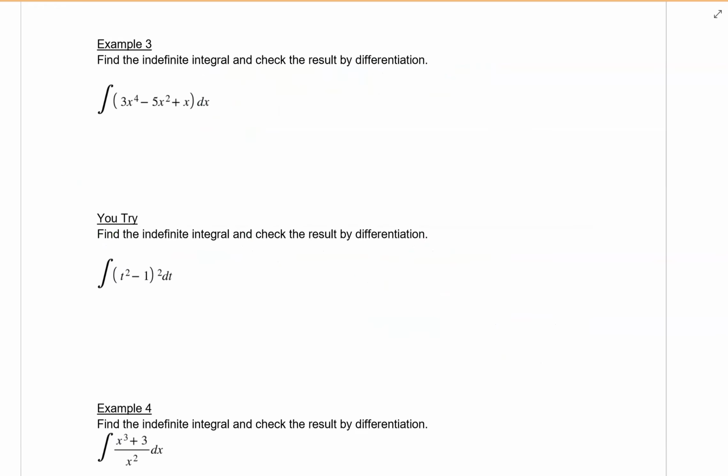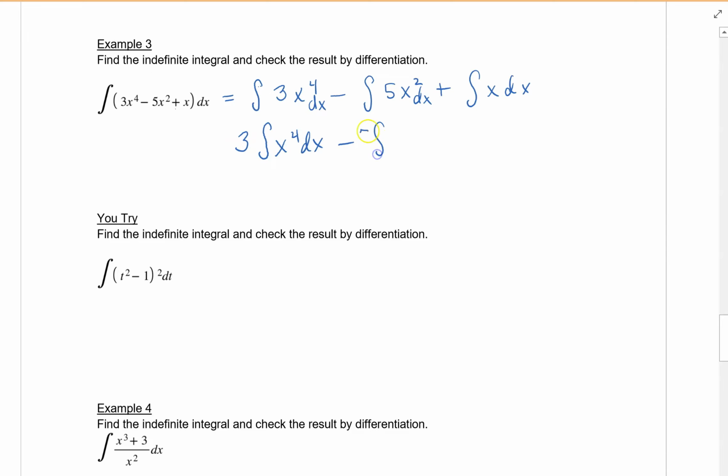Now in example 3, we're going to also use our sum and difference property of integrals. So I'm going to recognize that I can split this up into 3 integrals. And I'm basically going to use a power rule in each one. I can also take this constant out. So this is 3 times the integral of x to the 4th minus 5 times the integral of x squared and then plus the integral of x.